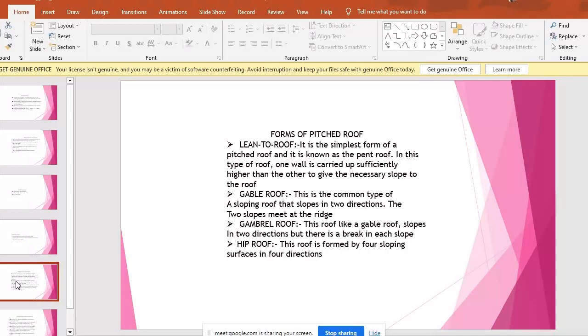Gambrel roof. This roof, like a gable roof, slopes in two directions, but there is a break in each slope. Hip roof. This roof is formed by four sloping surfaces in four directions.